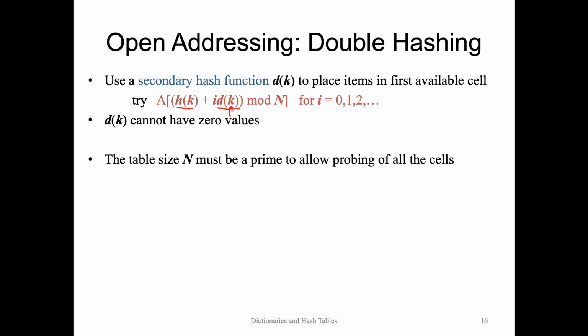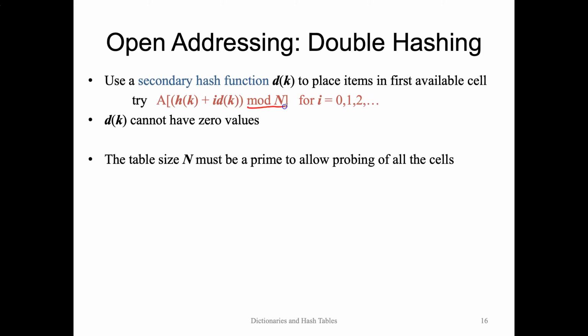So even values that happen to map to the same location, that have the same hash value for the function h, might have different bucket sequences, the series of cells that they would check consecutively, because they would have different hash values according to d. So this minimizes the possibility of repeated collisions.